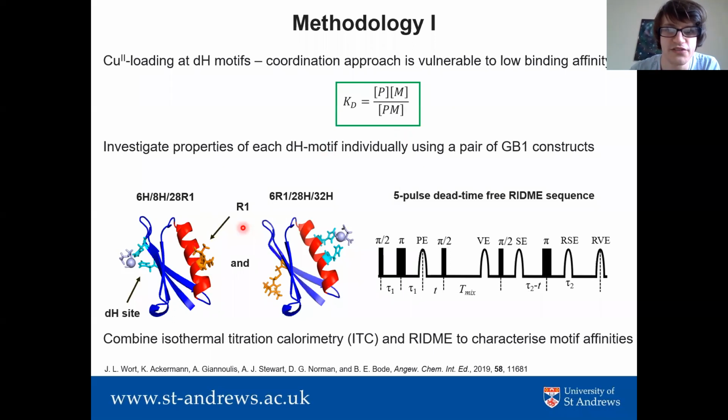Now, in order to investigate the affinities of these motifs, we engineered a pair of novel GB1 constructs which contained a cysteine residue for MTSL labeling and one of each of the double histidine motifs on the opposing face of the protein. And to do this robustly, we used a combined approach of isothermal titration calorimetry, which is a sort of gold standard for the thermodynamic characterization of protein-ligand interactions, and also the 5-pulse dead-time-free RIDME experiment, the sequence of which I've shown here for completeness.